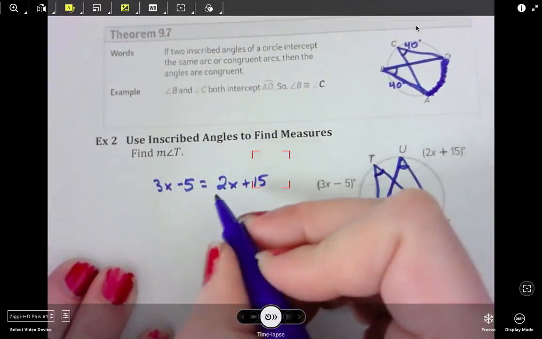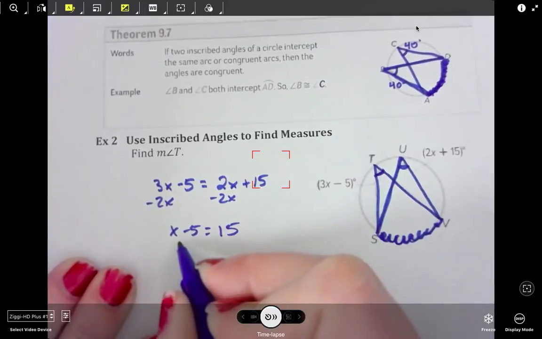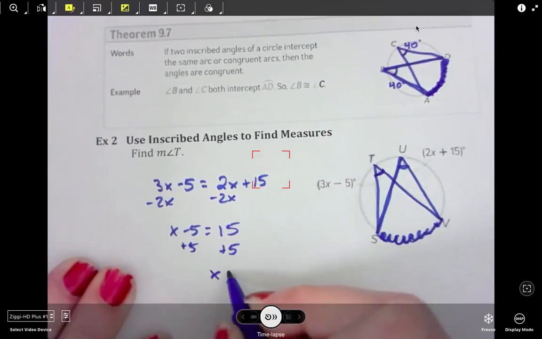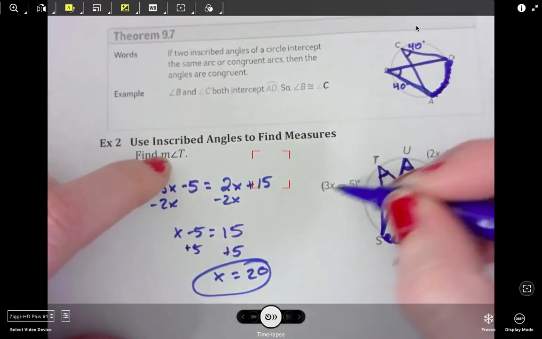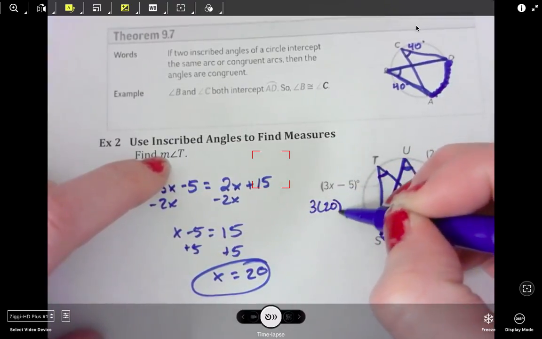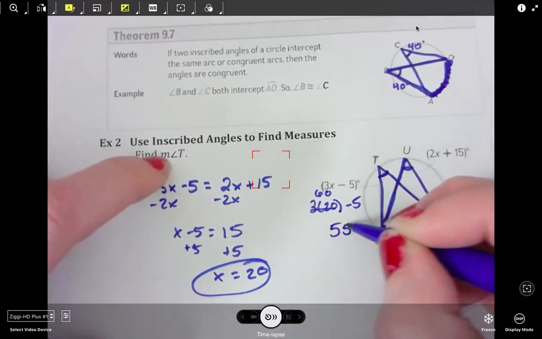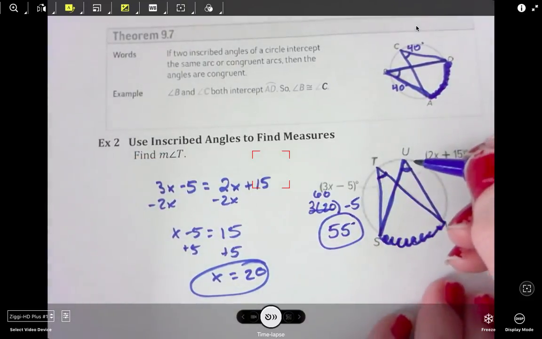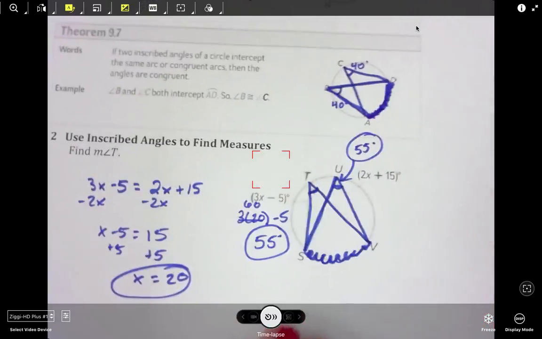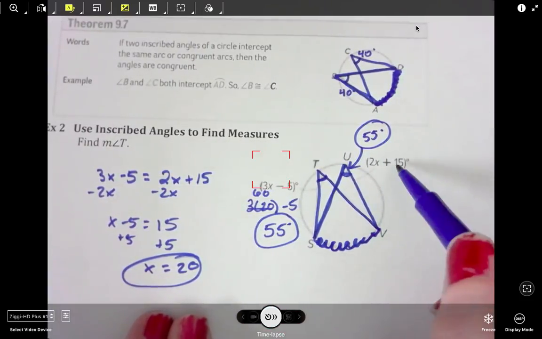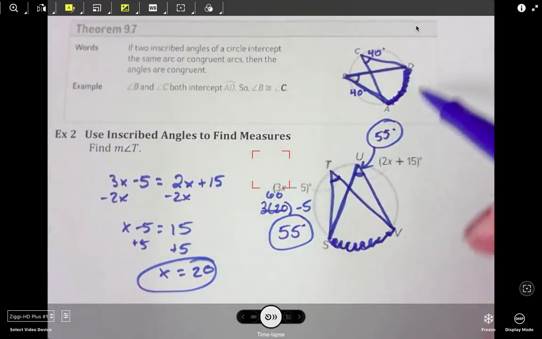Okay, and then if I do the algebra, if I subtract 2x, x minus 5 will be equal to 15, and I add 5, so x is 20. And they want us to find the measure of angle T. So if x is 20, 3 times 20 minus 5, 3 times 20 is 60, 60 minus 5 is 55. So angle T is 55, but then that means angle U is also 55. Okay. So either one, I could have plugged this 20 into the 2x plus 15 and it would have been the same as well. Okay? So those are two angles inscribed by the same arc.